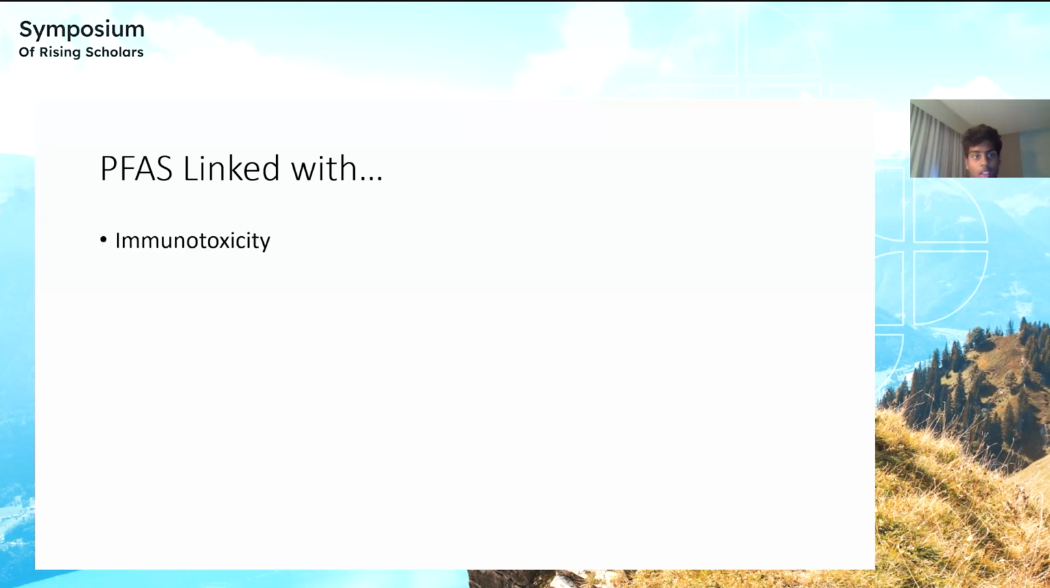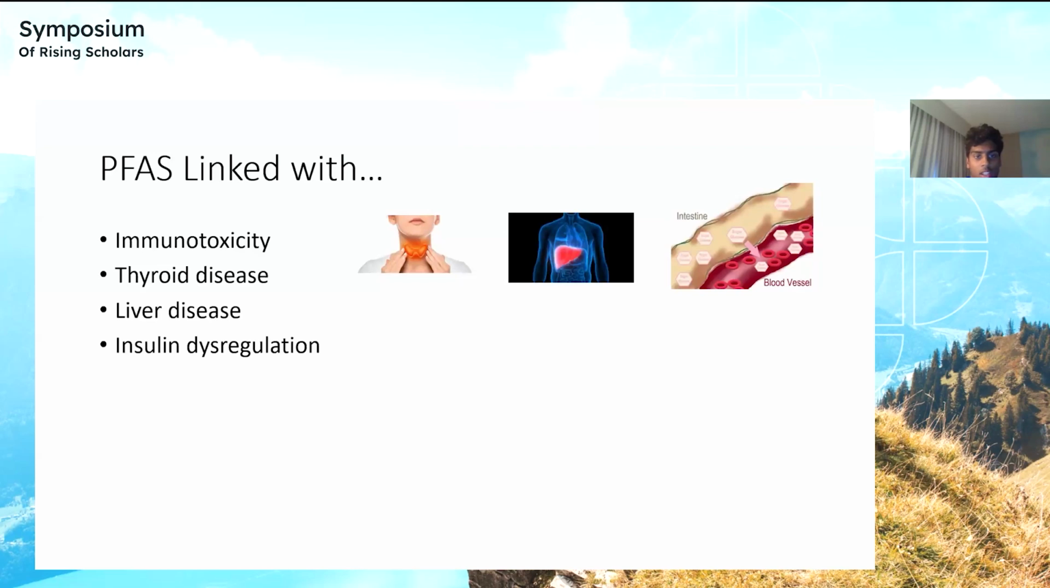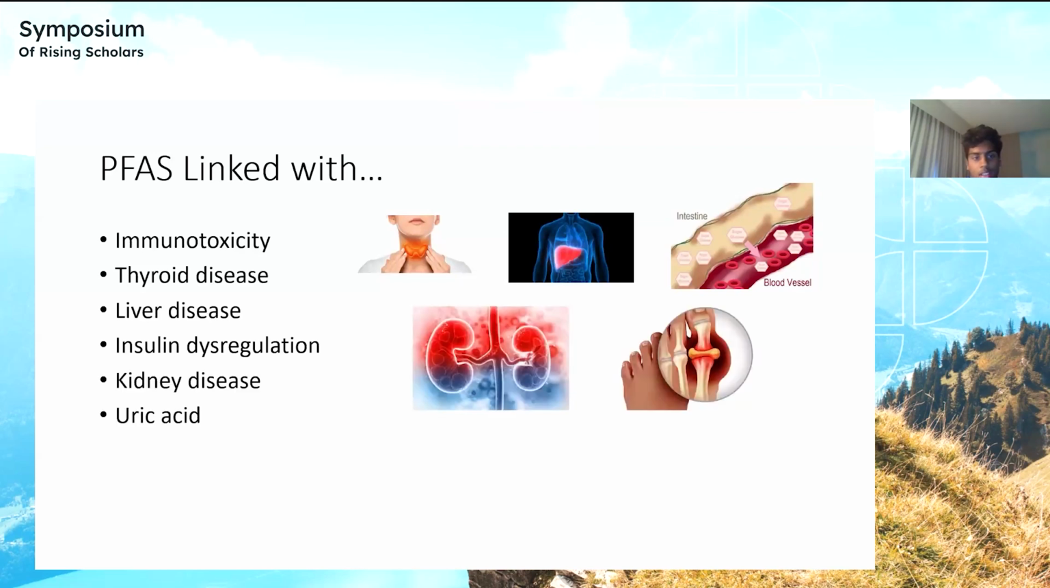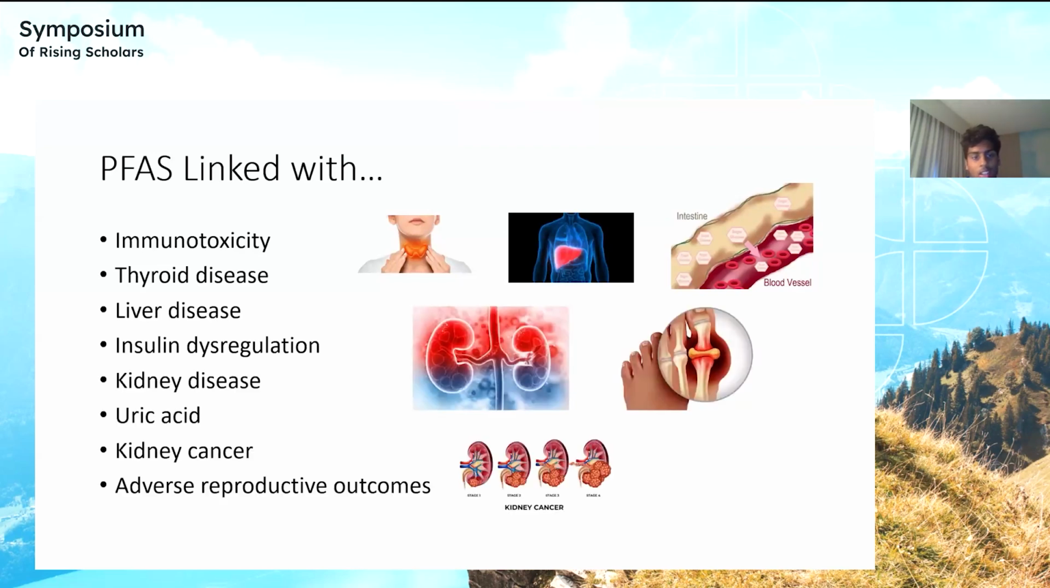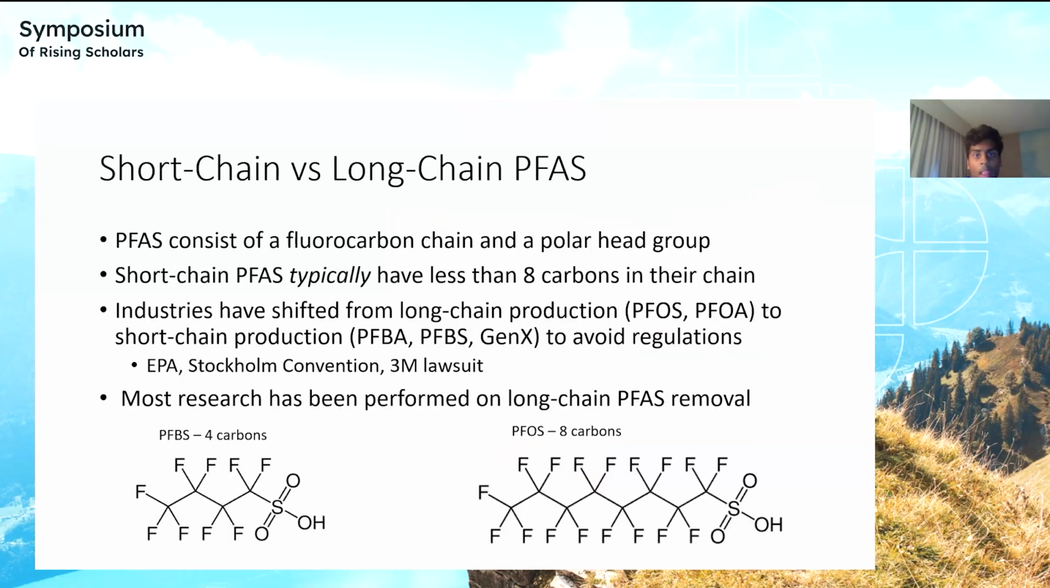PFAS is linked with immunotoxicity, thyroid disease, liver disease, insulin dysregulation, kidney disease, uric acid, kidney cancer, and adverse reproductive outcomes. So there's been a lot of research done on the negative health effects of PFAS. So now I'm going to touch on the difference between short chain and long chain PFAS.